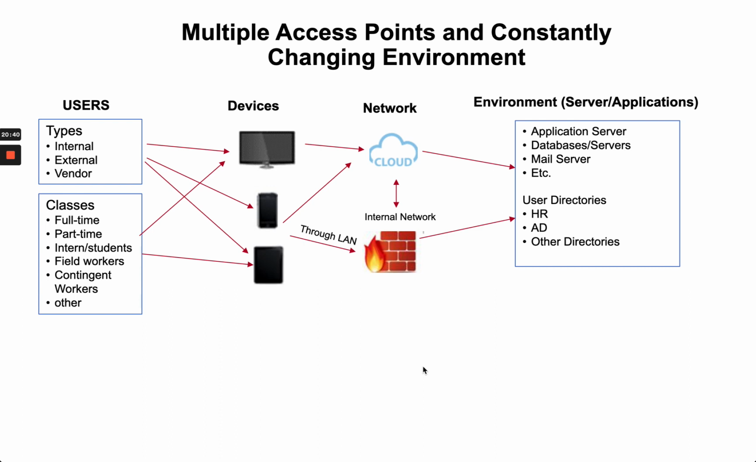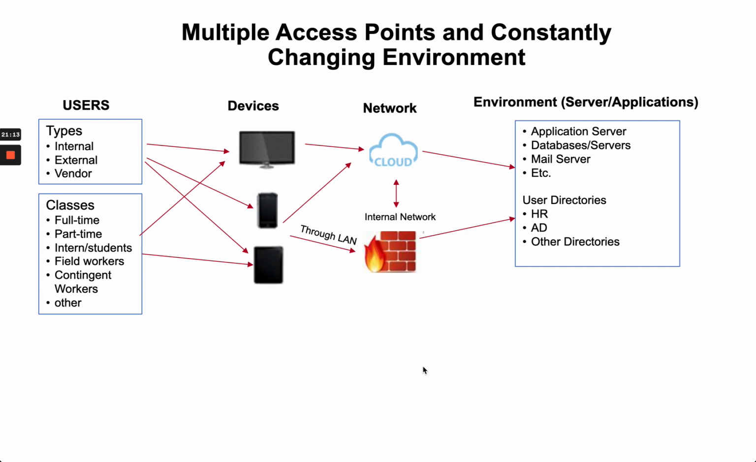And these users connect to multiple devices: laptops, mobile phones, rugged laptops. The field workers sometimes use rugged laptops in utility companies. Different devices, different operating systems, and they can come from different networks. They can come through the cloud or internal LAN, and they connect to different applications, application servers, and database services. This is a lot of complexity.